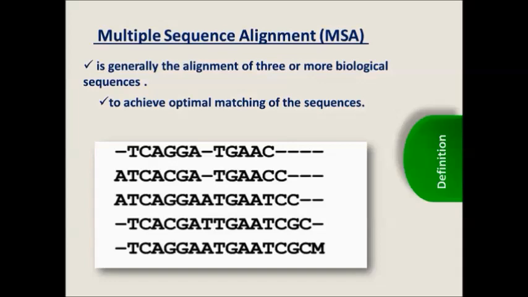We can say that sequence alignment is the process of comparing and detecting similarities between biological sequences, and these regions of similarities may be a consequence of functional, structural, evolutionary relationships between sequences.